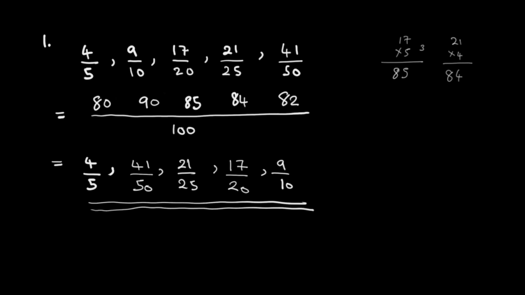Then chimwe chinhu chandoda kuti muone icorrespondence. Muri kuona here kuti 4 over 5 iri kukorresponda kana kuti kuenderana na80 over 100. Then 9 over 10 iri kuenderana nawo na90 over 100. 17 over 20 iri kuenderana na85 over 100. 21 over 25 iri kuenderana na84 over 100. And 41 over 50 iri kuenderana na82 over 100. This is going to be our final answer.